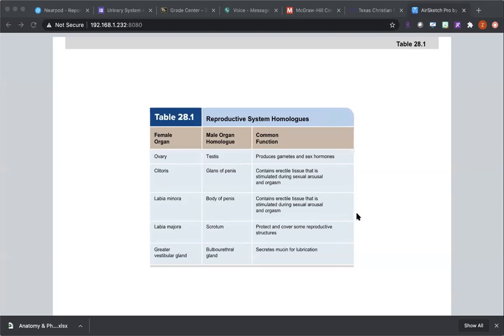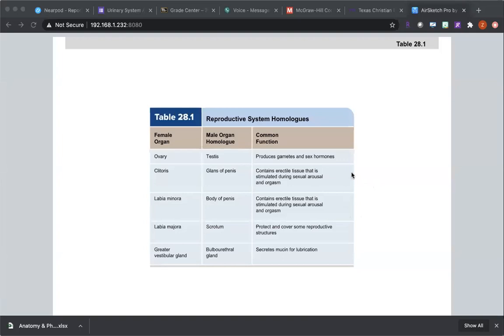Typically, females are going to produce and release 1 oocyte a month. For males, they produce about 100 million sperm a day. Quite a difference there, okay? 100 million per day versus 1-ish a month. And I'm saying ish because some females sometimes do release more than 1 oocyte, but typically it's once a month, okay?